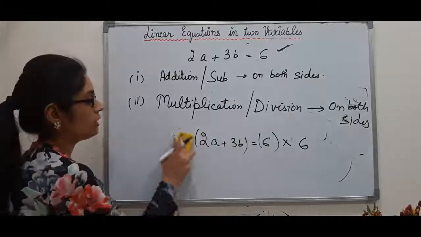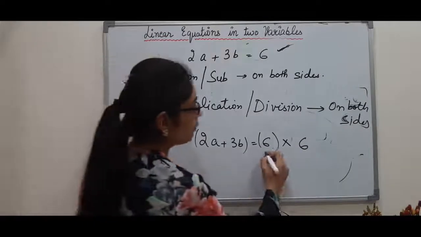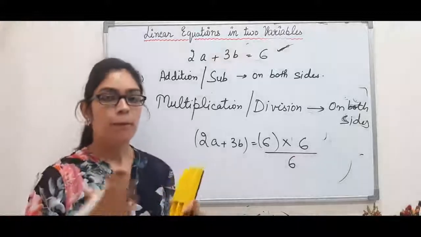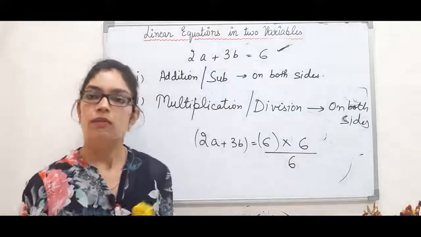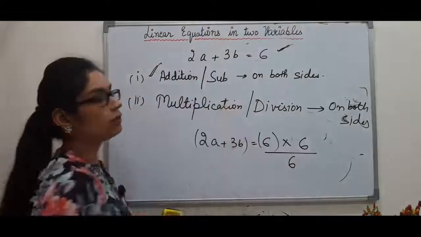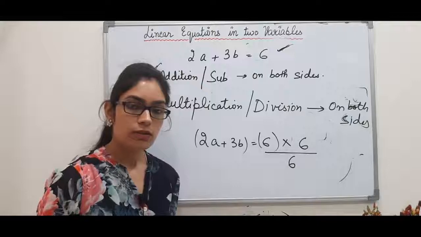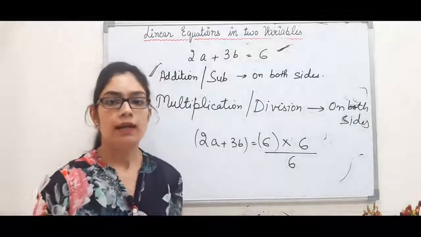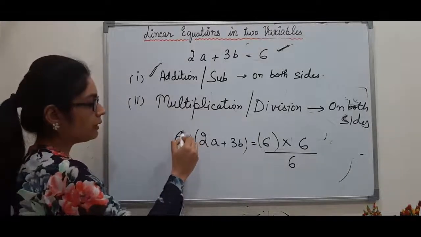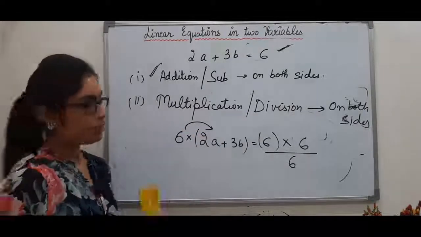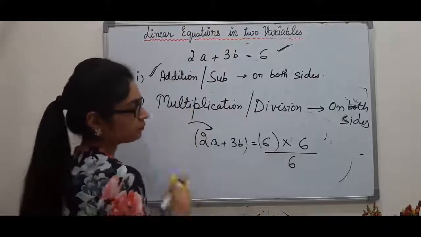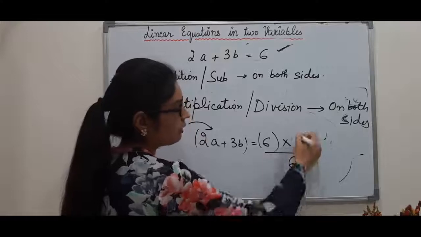If we have to change the side, it will get divided. On changing the side in the equation, multiplication will be changed into division, and division will be changed into multiplication. Same goes with addition and subtraction also. On changing the sides, addition will be changed to subtraction, and subtraction will be changed to addition. So here 6 was getting multiplied with this. We are changing the side, so this multiplication will be changed to division. That's why now this 6 is getting divided by these two.